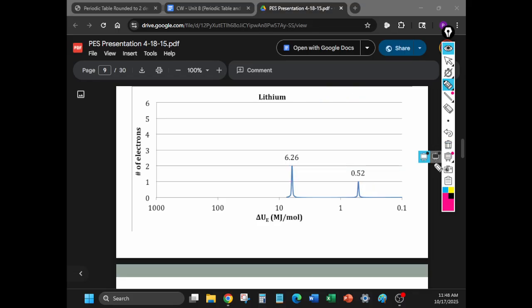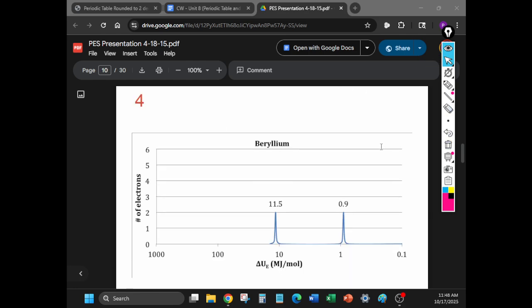So if we were going to talk about beryllium next, what change would we make to this chart for beryllium? Yeah, double the second peak, right? Because it has 2 electrons in the 2s. And so if we look at beryllium, that is exactly what we see. The peak is about the same as the 1s peak.